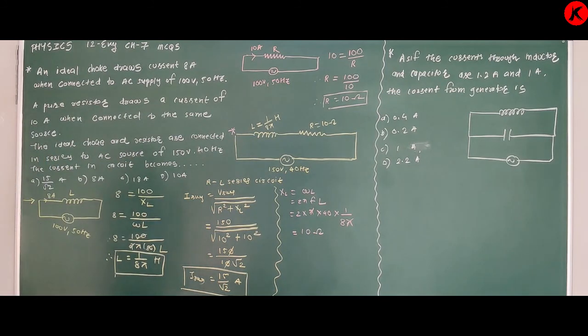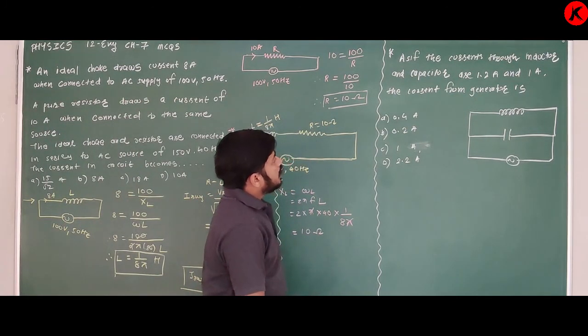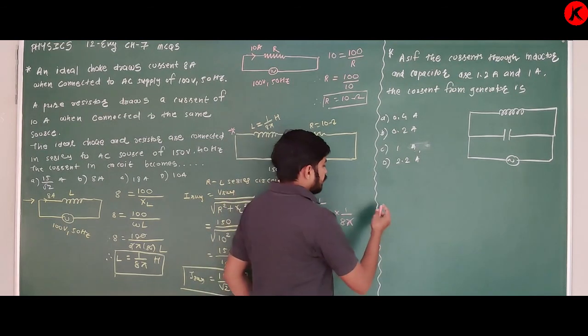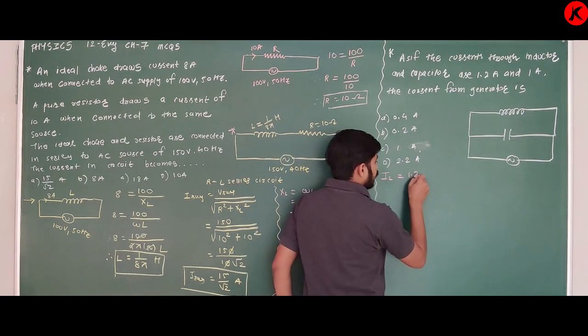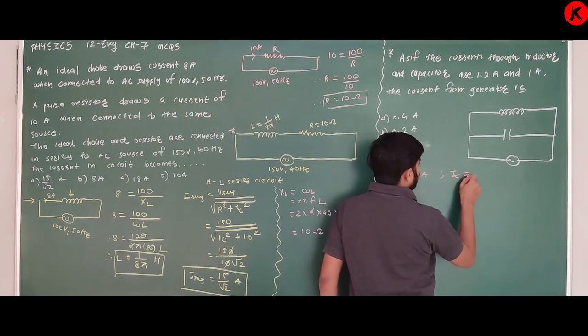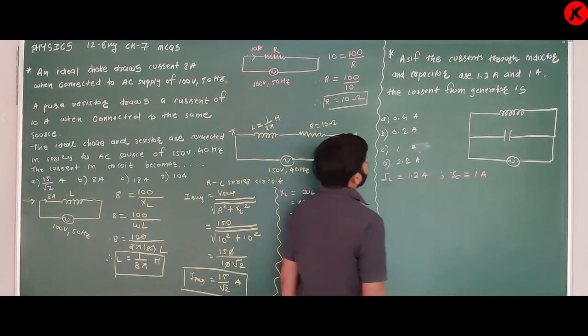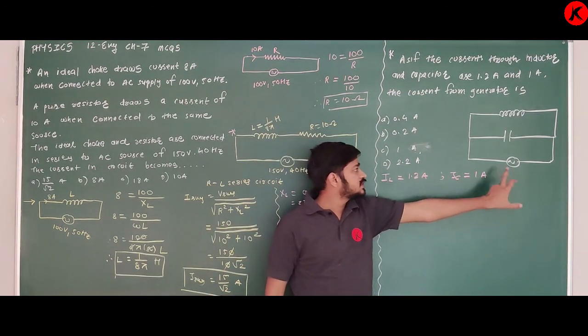Now the next question. As shown in the figure, the currents through the inductor and capacitor are 1.2 ampere and 1 ampere. That is, IL is equal to 1.2 ampere, and IC, the current through the capacitor, is 1 ampere. Your question is: what is the current from the generator?